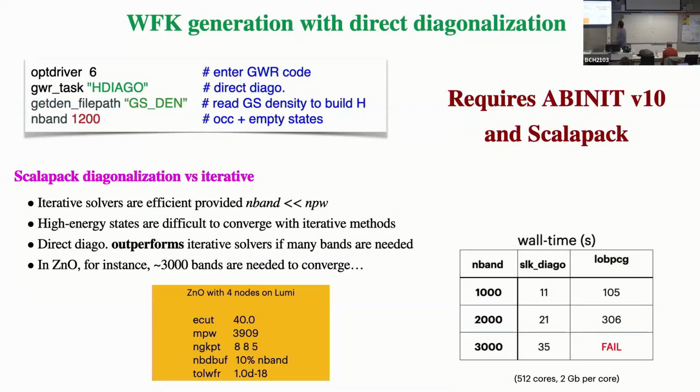scalability. And this is a benchmark for zinc oxide that compares the wall time needed by direct diagonalization versus the iterative eigenvalue solver. So this is what I would recommend for your GW calculation when ABINIT 10 will be released. But it was already available at version 6. But not with ScaLAPACK. Not with ScaLAPACK.